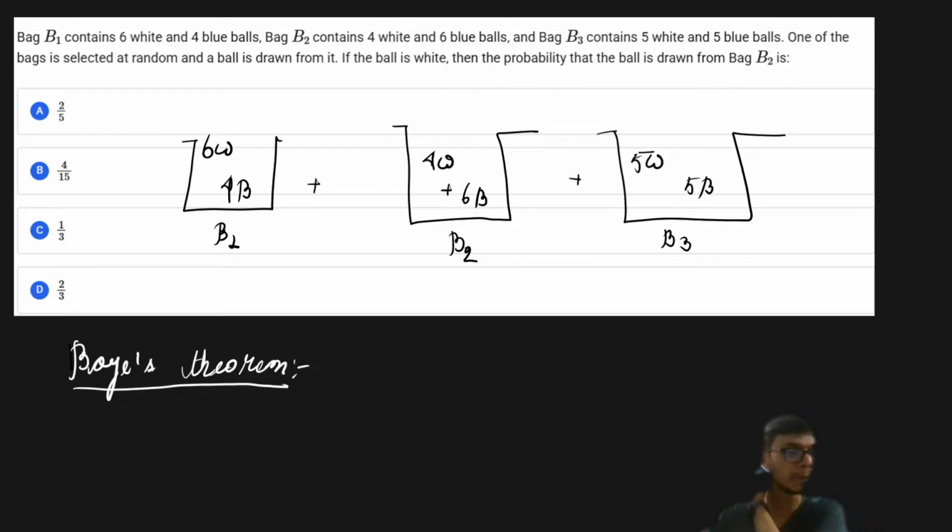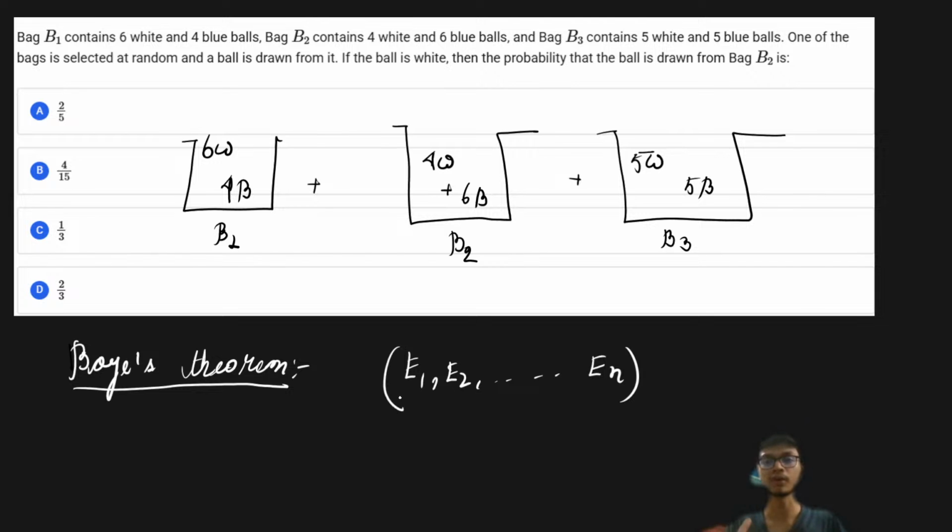If I try to draw it pictorially, the first and foremost thing for Bayes theorem to hold true is that you must have n events E1, E2, and so on up to En, that are mutually exclusive and exhaustive events in the sample space.